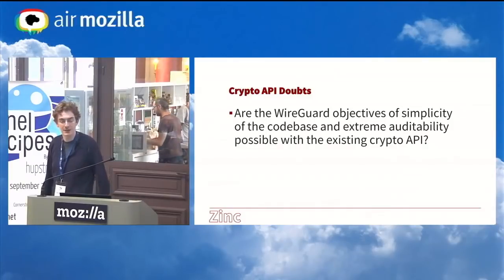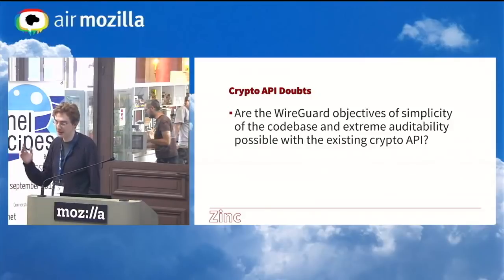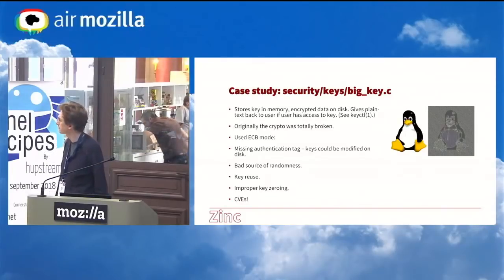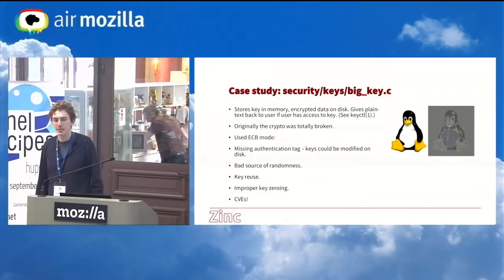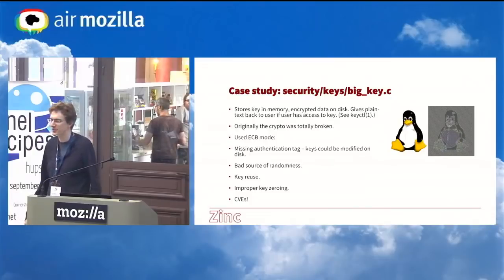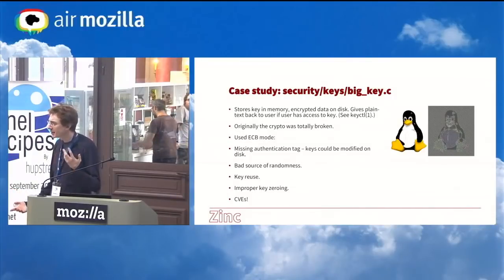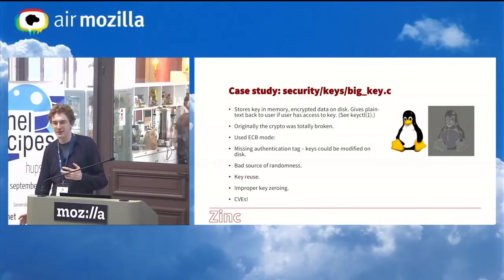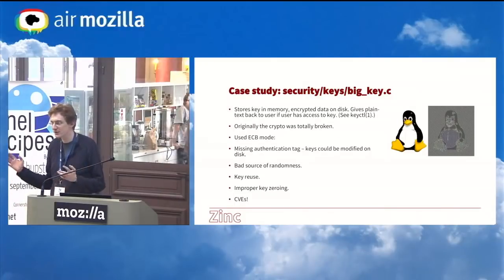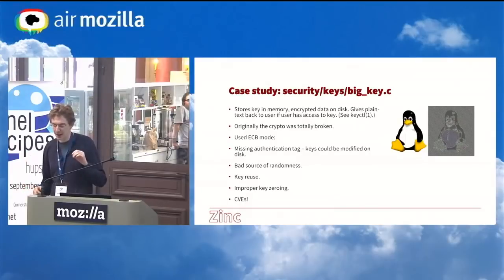And so it seemed like a good opportunity to actually go full on ahead with making a minimal replacement. So let's do a little case study. Not of WireGuard, but of something even smaller, which is this thing called Bigkey. It's a key type for the kernel's key retention system, where usually you can give keys to the kernel and it'll keep it in memory and only give access to it if you have certain permissions. But what if you want to give a really big key? And so there's some crazy scheme where it will encrypt your key with another key.